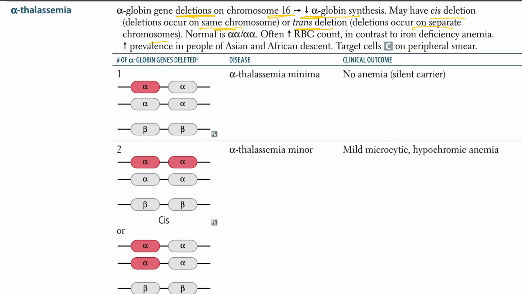Normal is we have 4 alphas, 4 alpha on chromosome 16. That is normal. It often increases the RBC count, in contrast to iron deficiency anemia. So in iron deficiency anemia, you have a decrease in RBC count. It has increased prevalence in people of Asian and African descent, and target cells are seen on the peripheral smear.